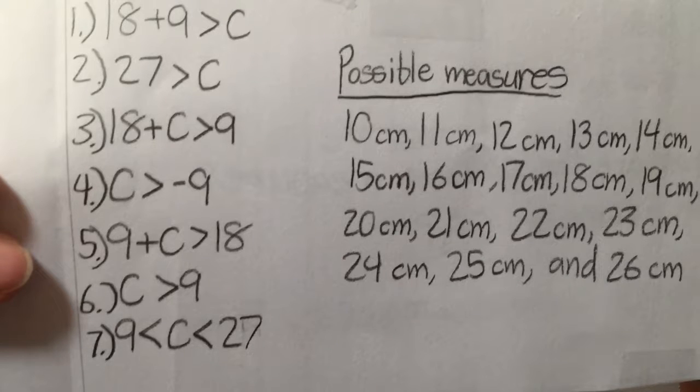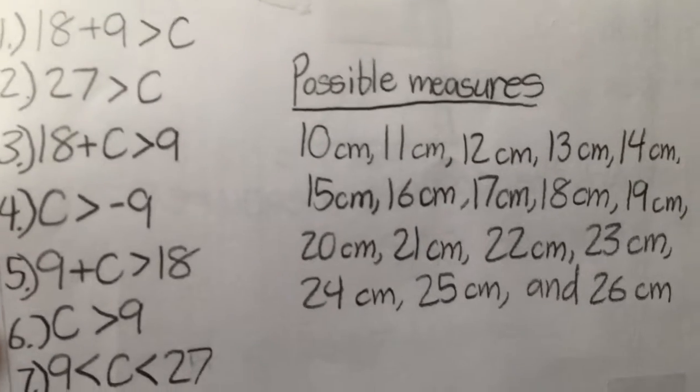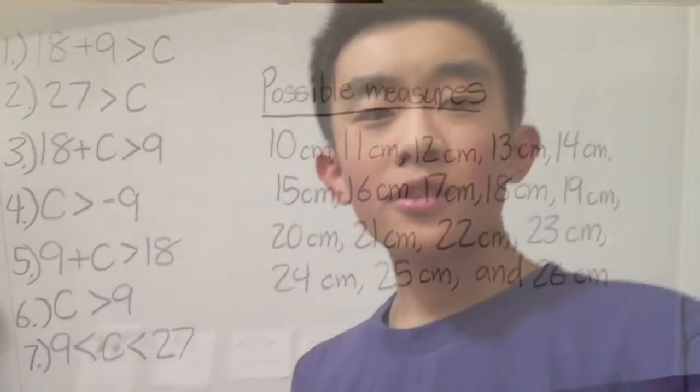By using the triangle inequality sum theorem, Professor Wong found out that c is less than 27 and greater than 9. So, does anybody remember why this is so important? No?